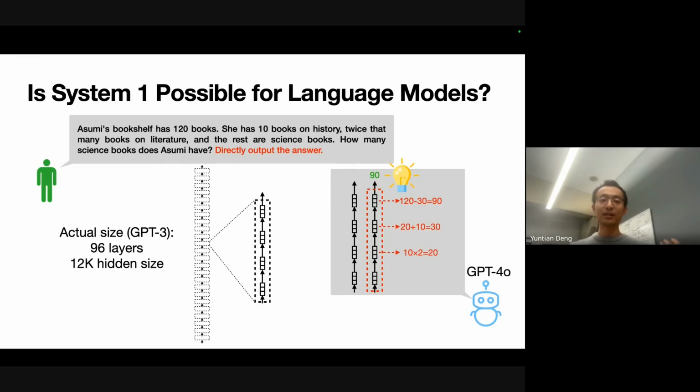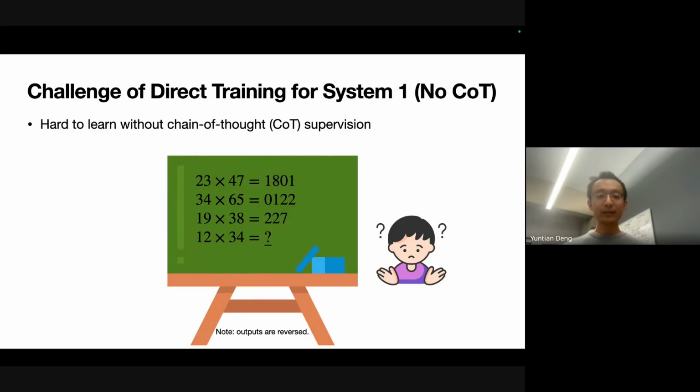Given that I'm proposing this one potential way for the models to achieve system one reasoning internally, one hypothesis of the challenge might be the training procedure. During training, if we train the model without this intermediate step supervision, or without the chain of thought supervision, then the problem might be that the model is unable to figure out the process itself.